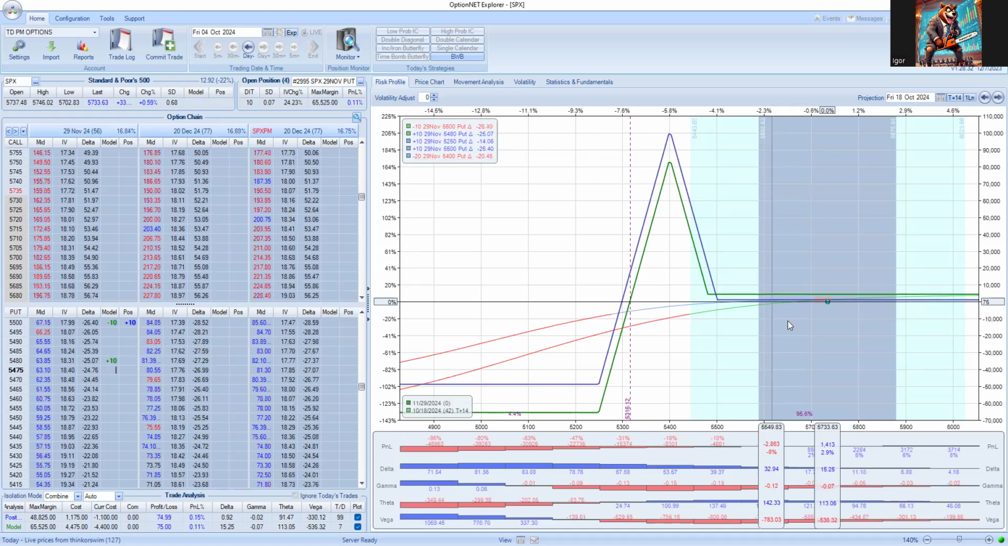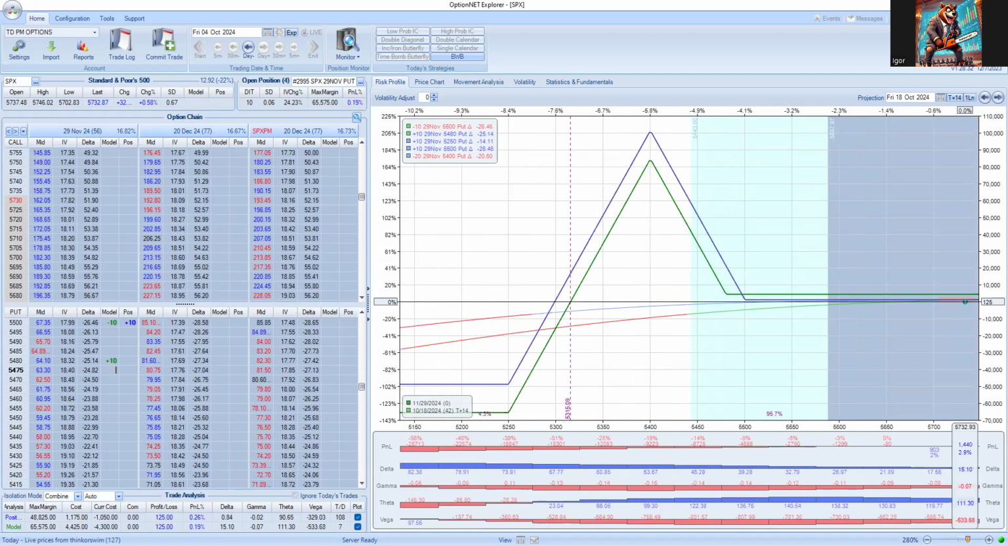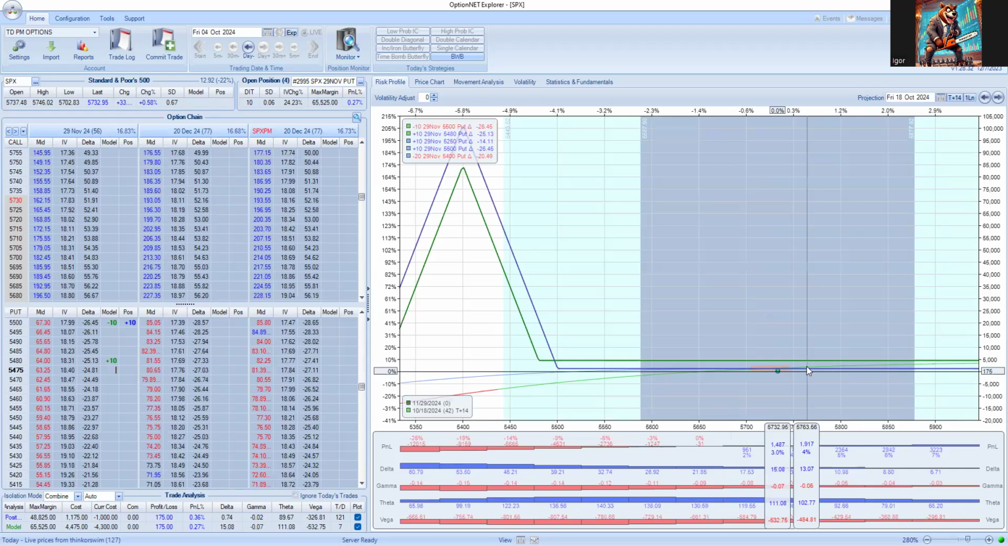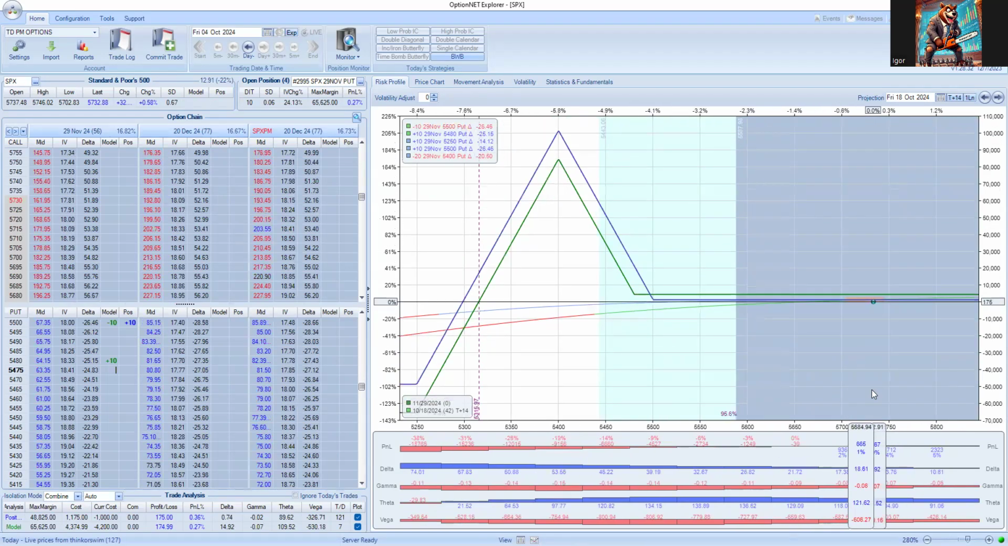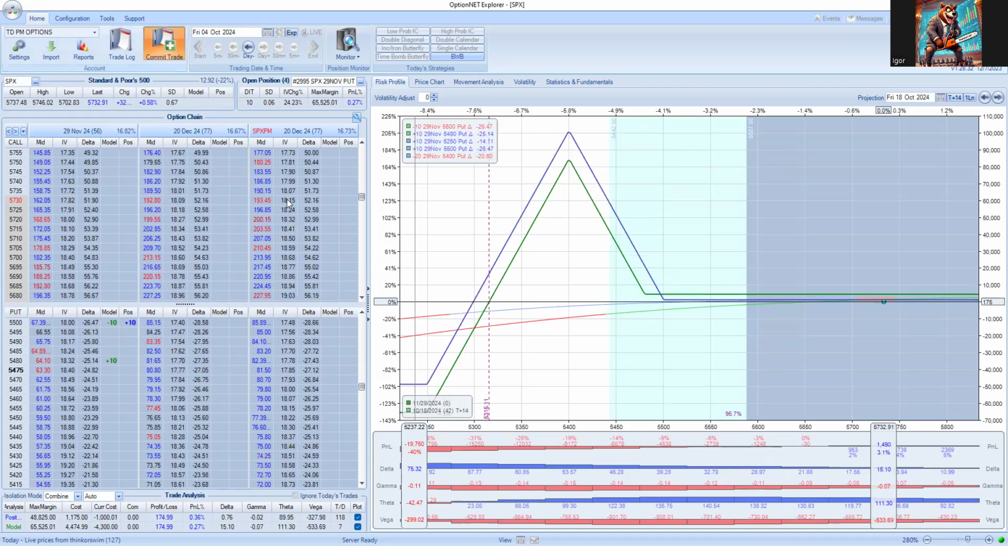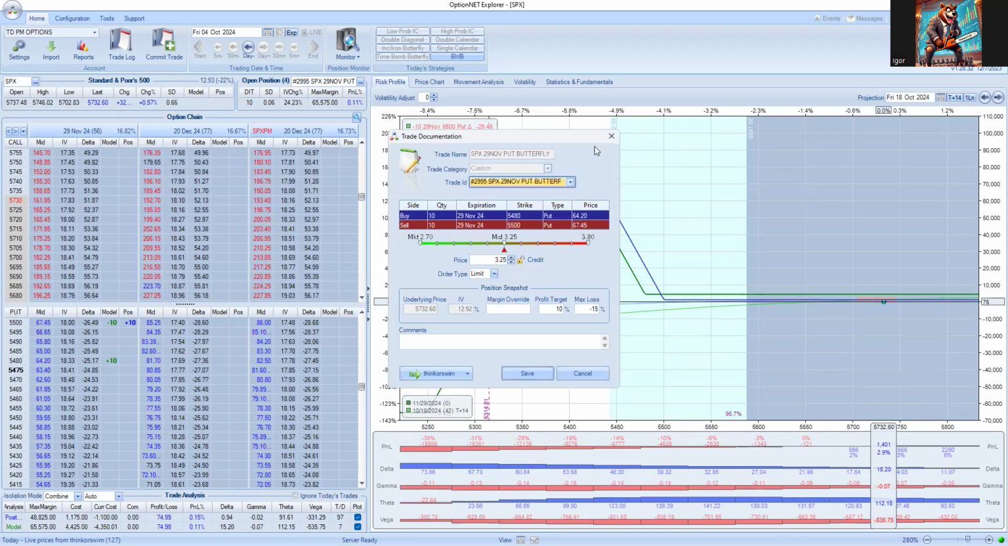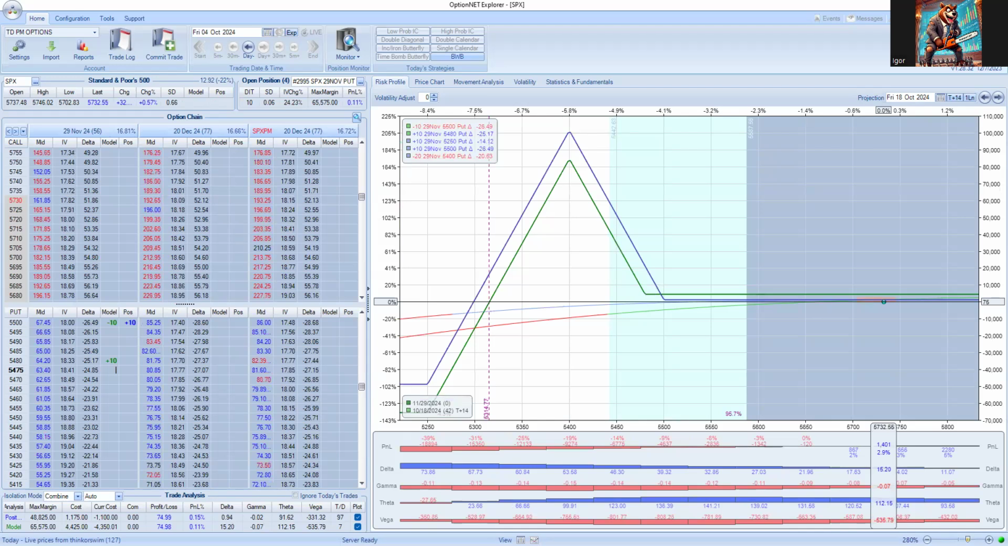Now you can see that this green line is my adjusted risk graph at expiration, right? The blue line is what it was. The green line is what it will be if I make this adjustment. This adjustment is currently going for about $3.25, right? So I'm doing 10 contracts.